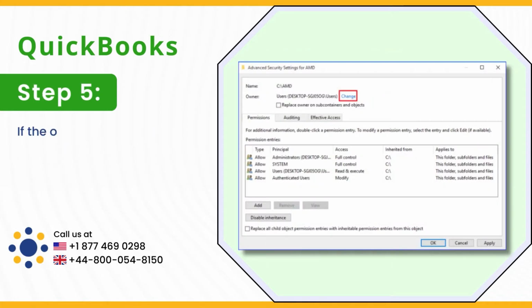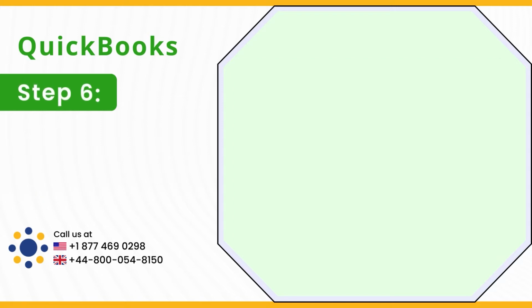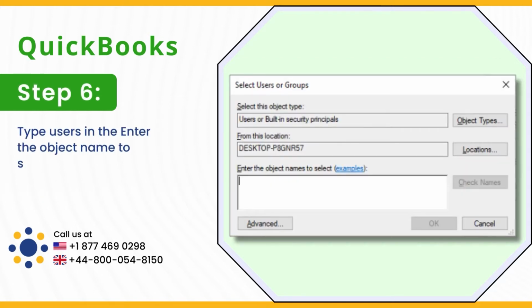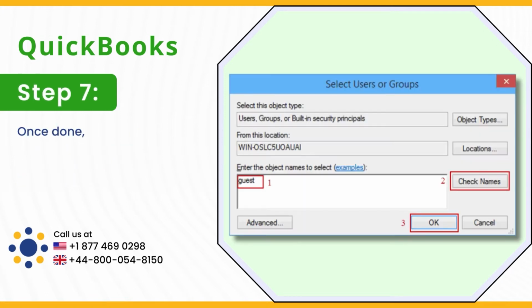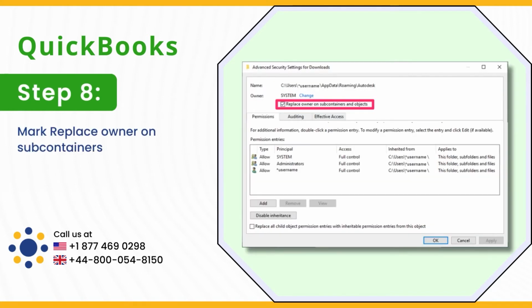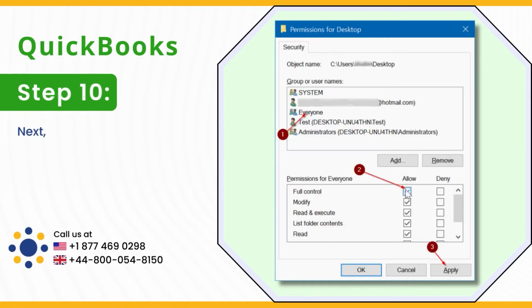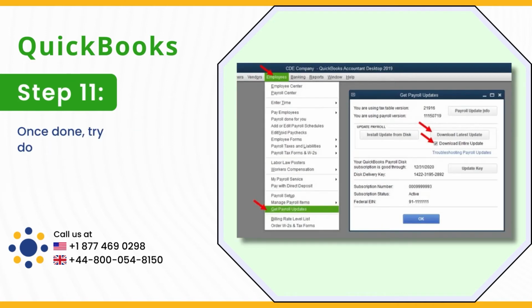Step 5, if the owner is not the user group, on the Advanced Security Settings window, click on Change beside the owner name. Step 6, type users in the Enter the Object Name to select field, then select Check Names. Step 7, once done, select OK. Step 8, mark Replace Owner on subcontainers and objects, then click on Apply and OK. Step 9, select Users on the Permission window, then Full Control. Step 10, next, select Apply and then OK. Step 11, once done, try downloading the updates.